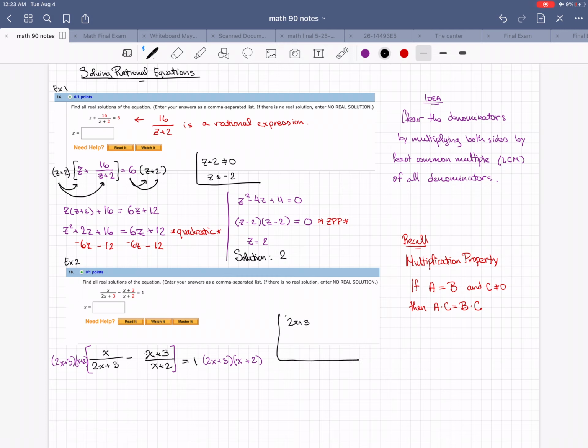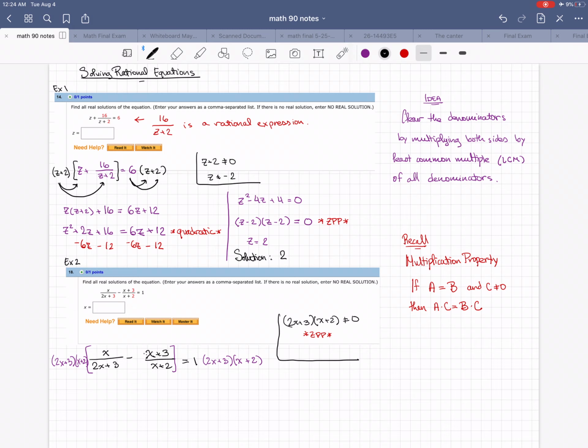So off to the side here for myself, I'm going to say 2x plus 3 times x plus 2 cannot be 0. Once again, I'm going to use the zero product property to say that if two things multiply to 0, either the one or the other has to be 0. And I'm not going to walk through all the steps, so I encourage you to do that on your own time and then ask questions if it's confusing.